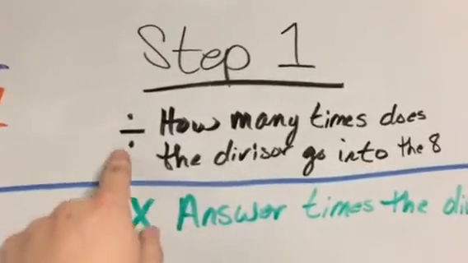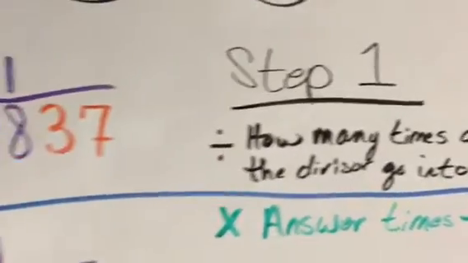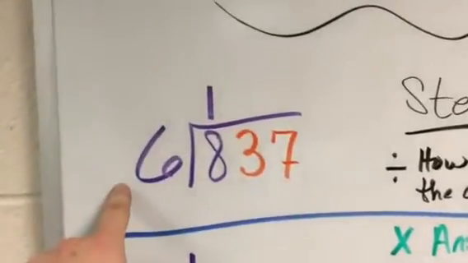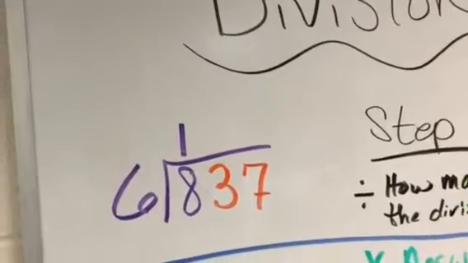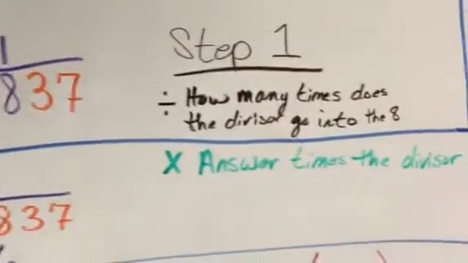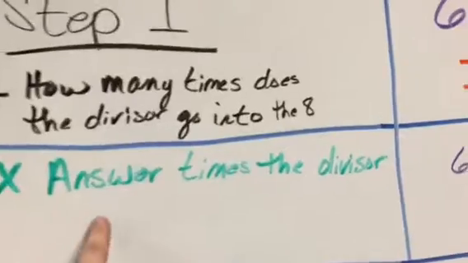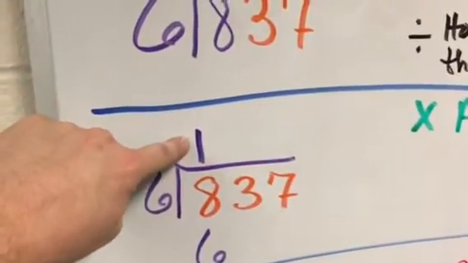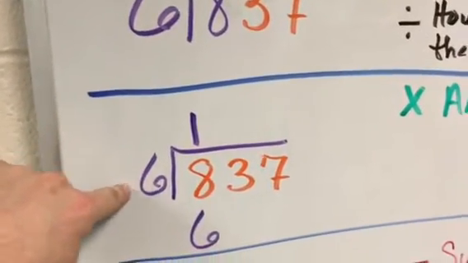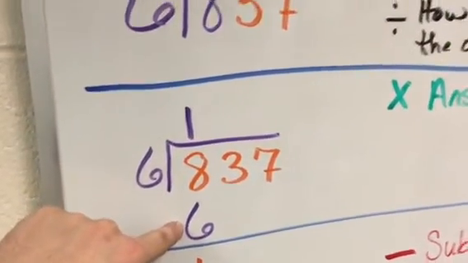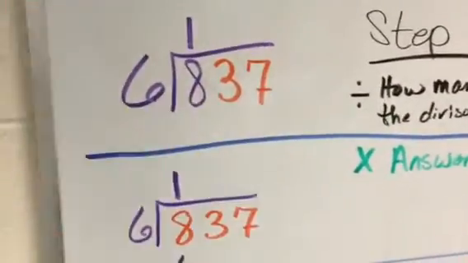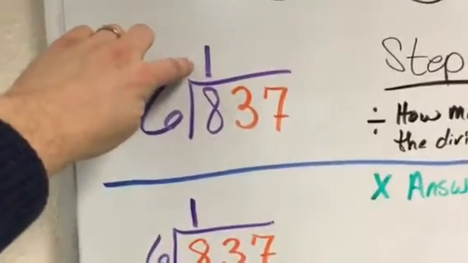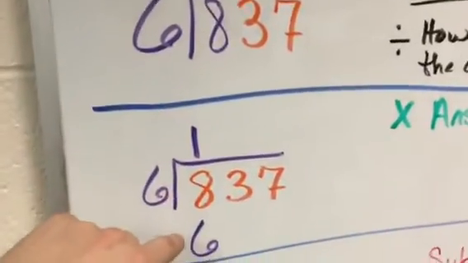We're going to start out, how many times does the divisor go into the 8? And so I made those the numbers that we're using purple. 6 goes into 8 one time. Next we go to multiplication. The answer that we just got times the divisor. We just got the answer of 1 times 6 equals 6. Notice that our multiplication and division answers went in different places. Throughout the whole process, your division answers will go up here, and your multiplication answers will go down here.